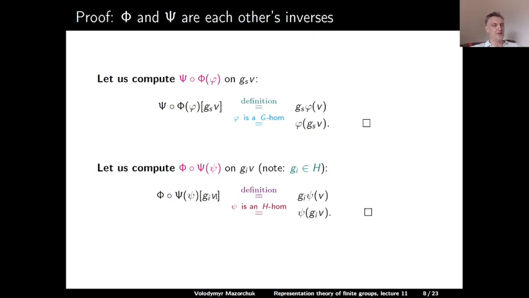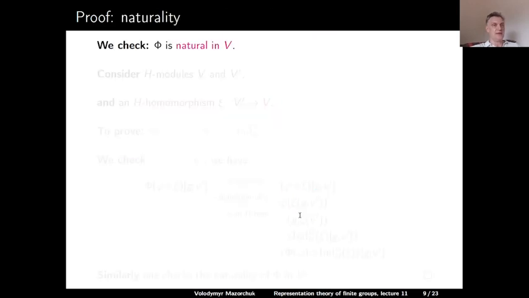So the image of GIV under capital Phi after capital Psi applied to little Psi is the same as the image of GIV under little Psi. So capital Phi after capital Psi applied to little Psi is equal to little Psi. And this completes the proof of this verification. So Phi and Psi are really each other's inverses. Finally, we need to check that one of these maps is natural in each argument.